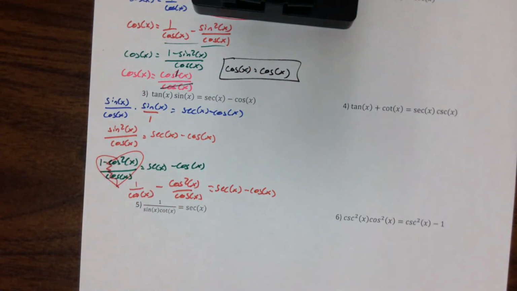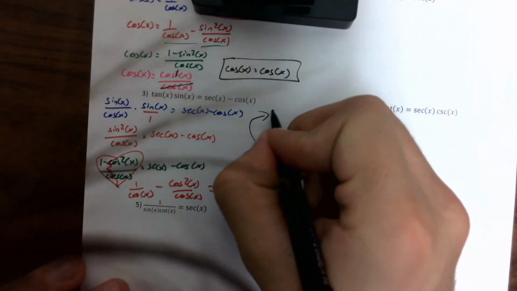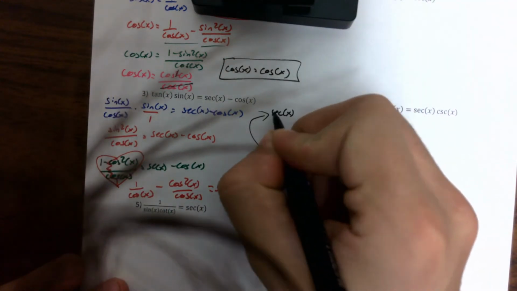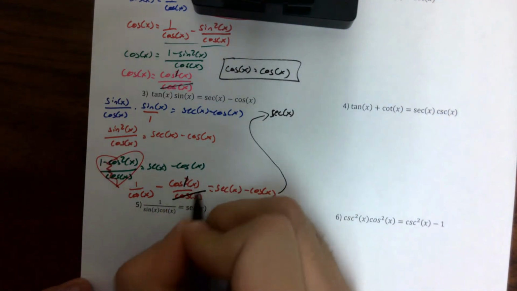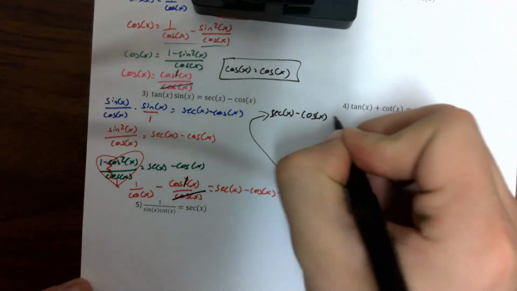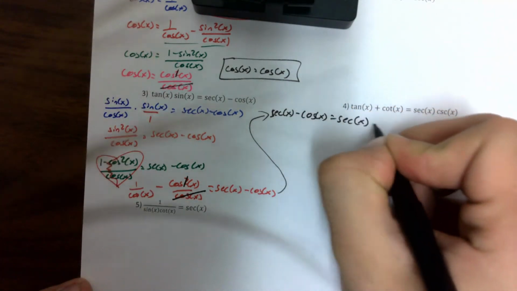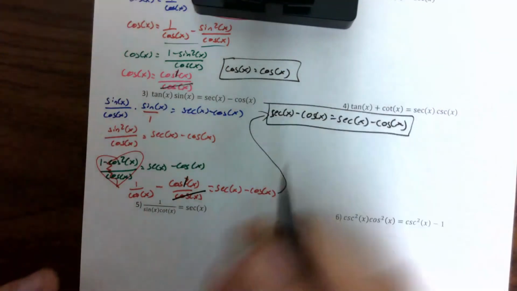The next thing is here, things start to cancel. 1 over cosine of x, that is just secant of x. So we're starting to get on the right page. Cosine squared over cosine, hey, that squared is going to cancel out with the cosine. So this is just going to be cosine x, which is exactly what we needed to get. So we've just verified that identity as well.